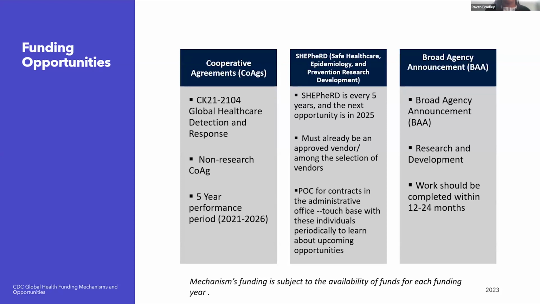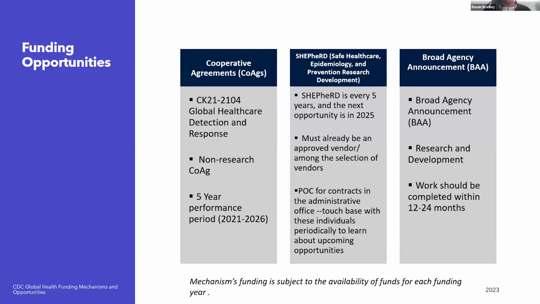So for COAGs, one of the COAGs that we own in our program is the CK21-2104 Global Healthcare Detection and Response Cooperative Agreement. It's one that we partner with UPenn on. This is actually a non-research COAG, and it has a 5-year performance period. We are currently in year 2 and in the process of preparing for year 3. We partner on this project with ARCH. And as you see, it's one of our focus areas, and it will be for the next few years to come.